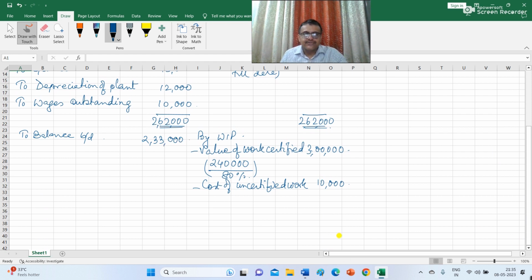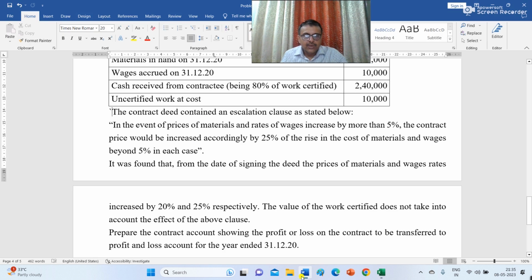Now there is an escalation clause in the question. So it is stated as, in the event of prices of material and rates of wages increase by more than 5%, the contract price would be increased by 25% in the increase of cost of material and wages beyond 5%. It means I have to calculate what is the increase in price. And it is given that the prices of material and wages has increased by 20% and 25% respectively.